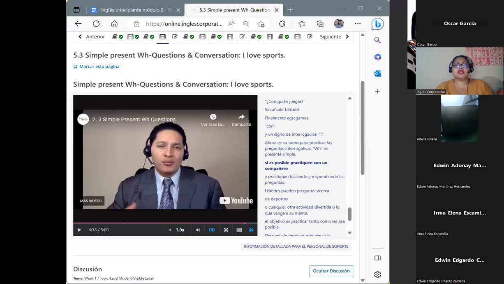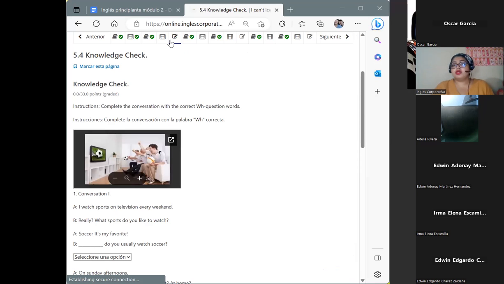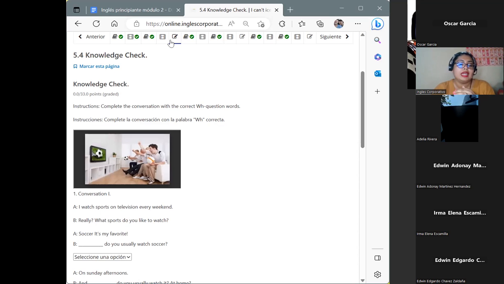Okay, in this case, we have just a short review of the WH questions that we already learned in this course. You know that we have different ways to create questions, but in this case, it's related to the WH words that we can use to create this question, and also we can use some auxiliaries. En este caso, solo es un review, ¿verdad?, de cómo se utilizan o cómo se crean estas WH questions, y en este caso, cómo está relacionado a la parte de deportes.